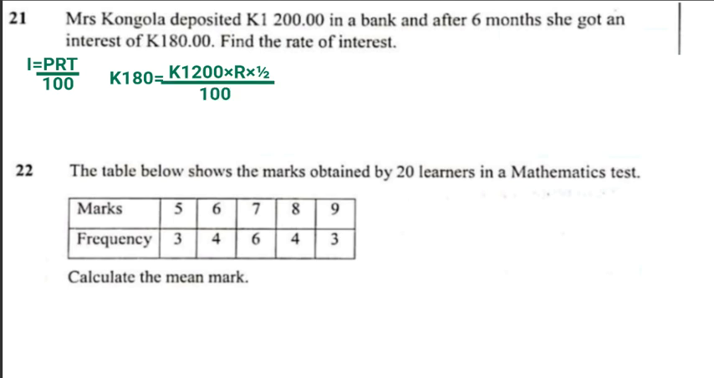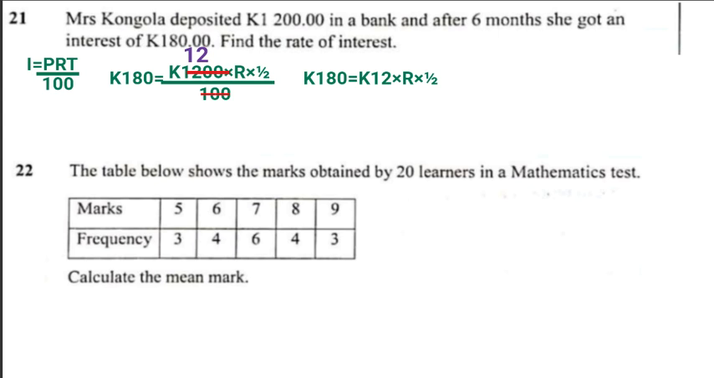Now here we can simplify the numbers so that we can work with smaller numbers. So we're going to divide 1,200 by 100. 100 divided by 100 is 1, then 1,200 divided by 100 will be 12. Now we can write what we are remaining with. We are remaining with 180 kwacha is equal to 12 times R times 1/2, that is 6 months, half of a year.